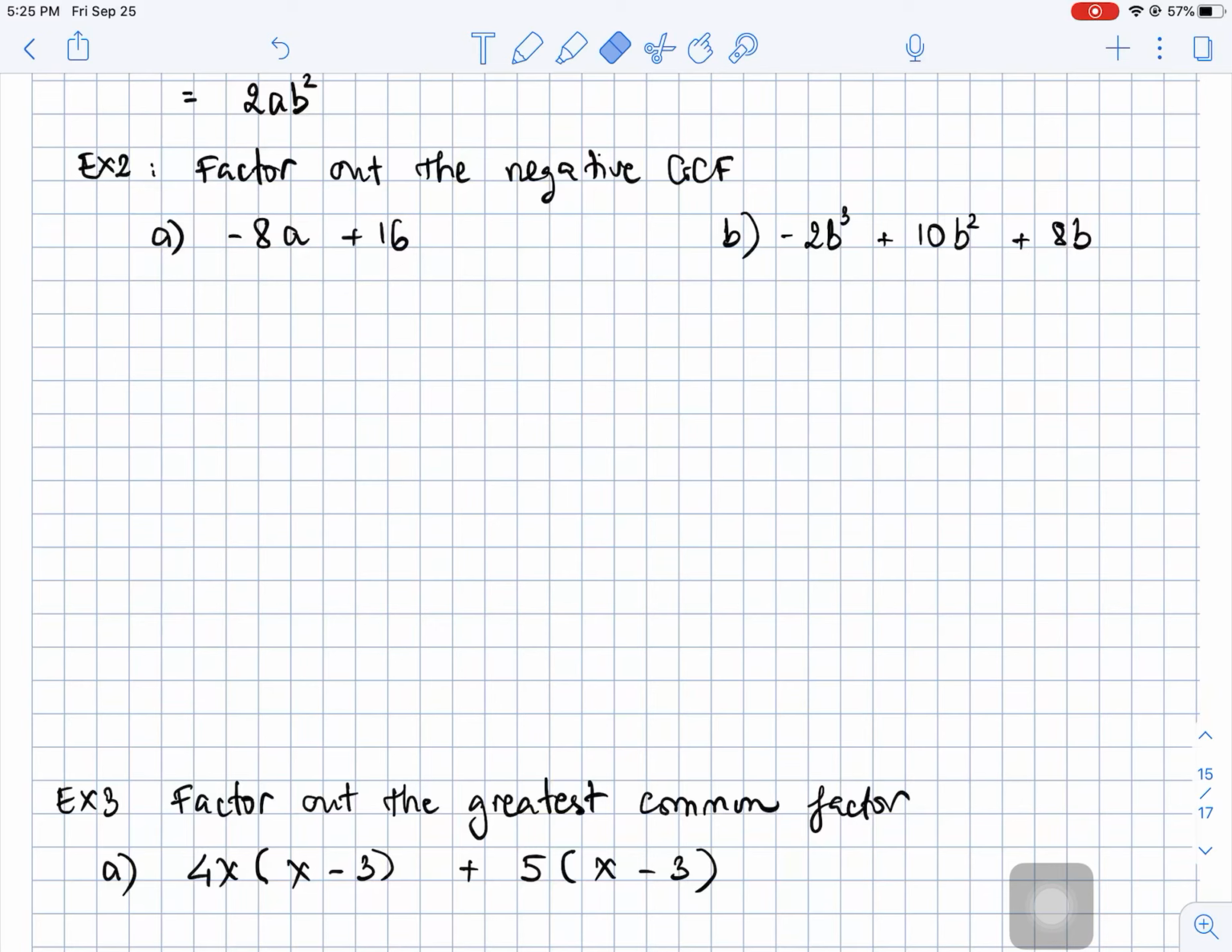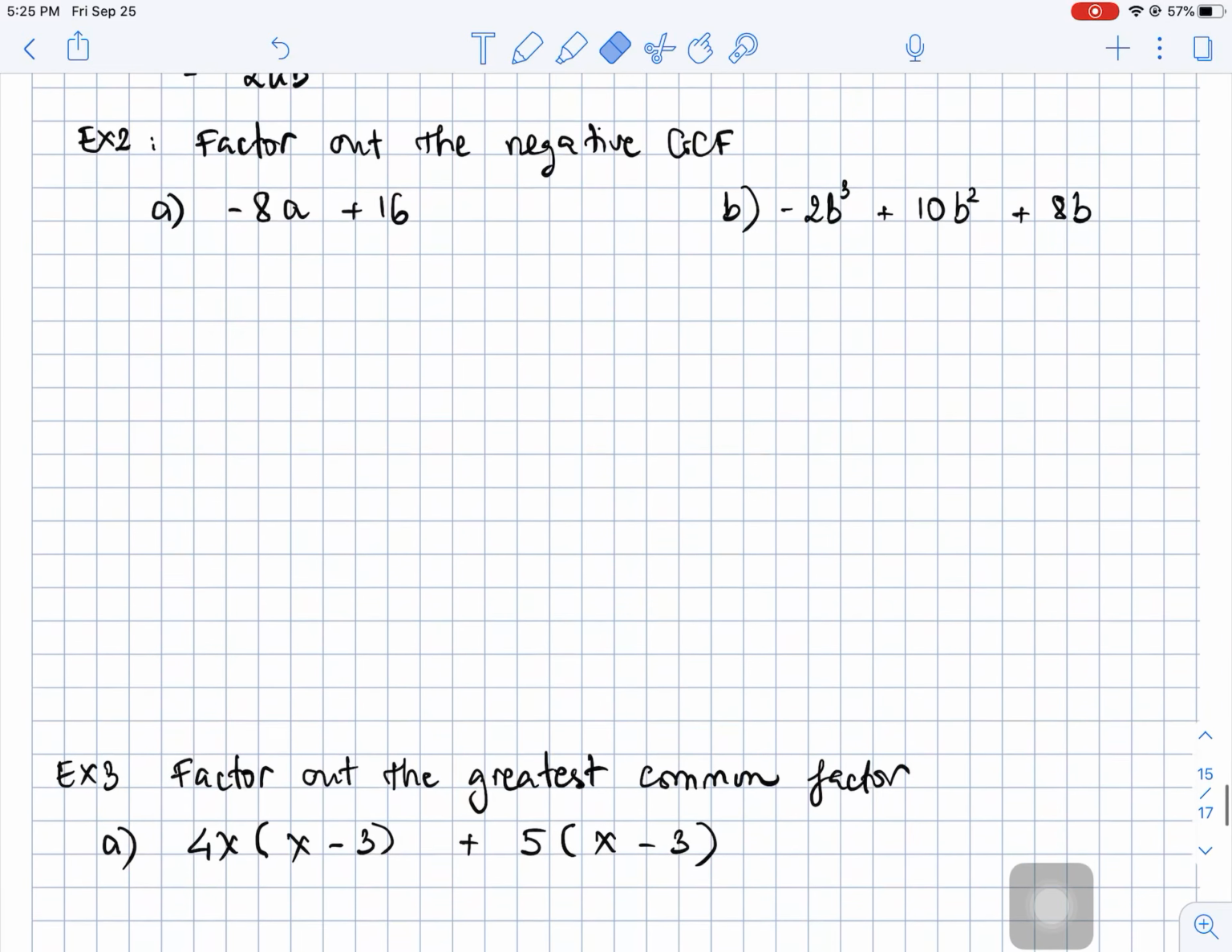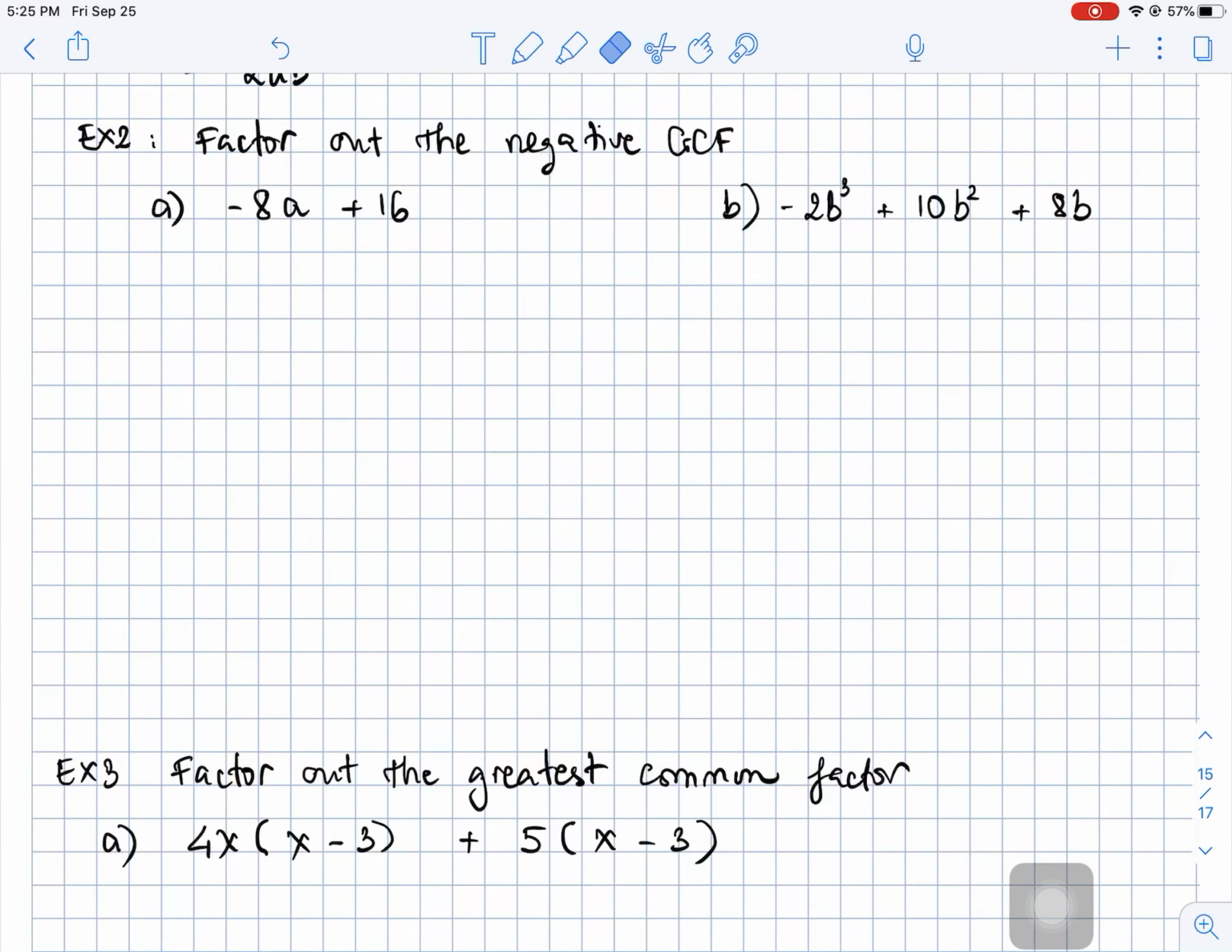Example number 2, factor out the negative GCF. The problem tells us to factor out the negative GCF, but in the future, if we need to factor out a GCF, we need to decide whether to factor out the positive or the negative. The answer is, look at the first term. If your first term is negative, you factor out a negative GCF. If your first term is positive, you factor out a positive GCF.